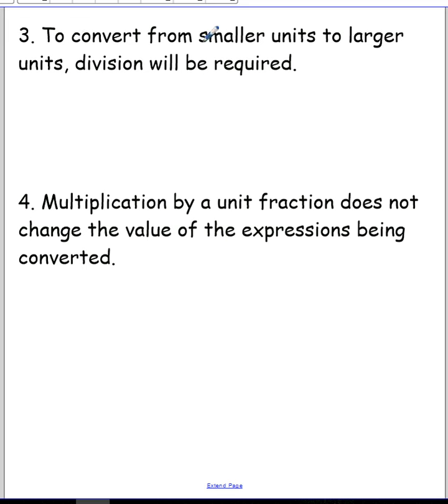So to convert from smaller units to larger units, division would be required. So again, if I'm not sure, I give myself a scenario to think about. So again, money is an easy one. If I'm going from smaller units, such as pennies, to larger units, let's say dimes, I'm going to have a larger amount of pennies and dimes. And so to make it smaller, I would divide. So that is true.